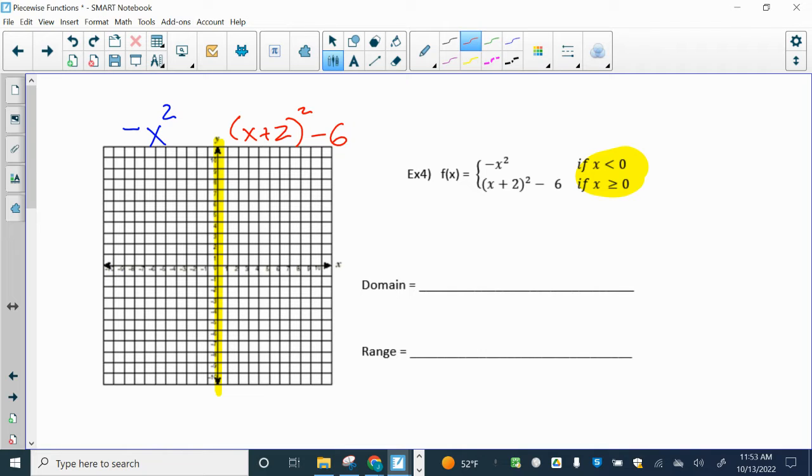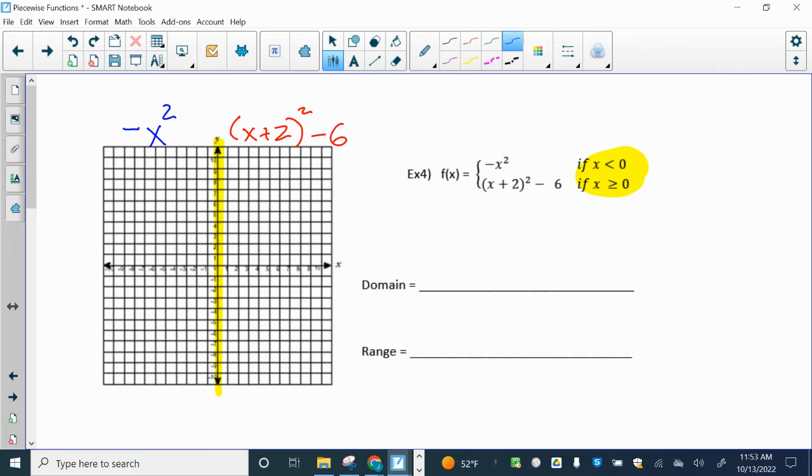Strongly suggest use a pencil, like how you should for all of your math. But here, definitely use a pencil, because our main method will be to graph each of these functions in its entirety and then erase what we don't need, because we really only want to graph negative x squared on this left side. We only want to graph (x plus 2) quantity squared minus 6 on this right side.